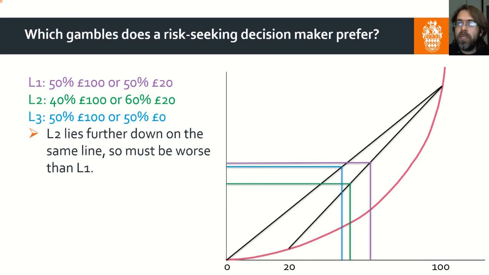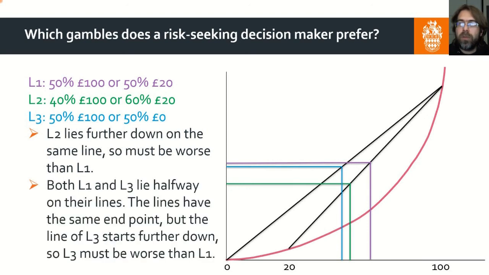So as long as the probabilities are the same and the good outcome is the same, if the bad outcome is worse, it will definitely give you a lower expected utility. So to sum up, both L1 and L3 lie exactly halfway on their lines. The lines have the same endpoint, but the line of L3 starts further down, so L3 must be worse than L1. Alright, I hope this video helped your intuition about expected utility.